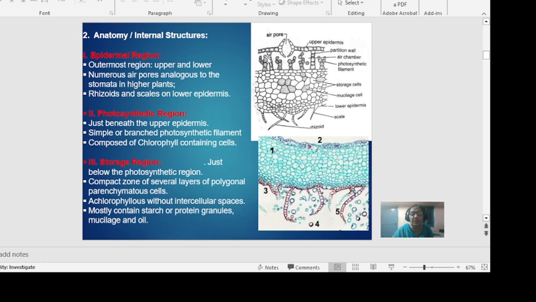The photosynthetic region is present just beneath the upper epidermis. It contains branched or simple photosynthetic filaments, which contain chlorophyll cells. Beneath the photosynthetic region is the storage region. It is a compact zone of several polygonal cells without any intercellular spaces, which consist of mucilage cells, protein granules and oils.